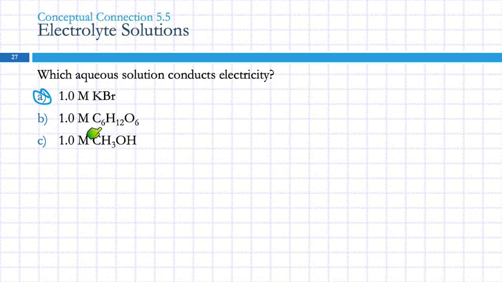C6H12O6, is that ionic? No. Is it an acid? Doesn't start with H. It's not an acid. This is actually a sugar. Not going to conduct electricity. Glucose, right? Well, yes, it could be. It's a hexose. There's actually a whole bunch of sugars that have exactly the same chemical formula, but different structures. Glucose is one of them. And so that one's a no.